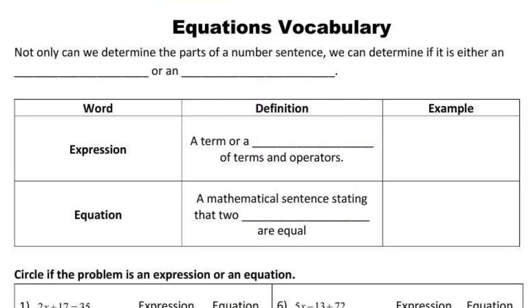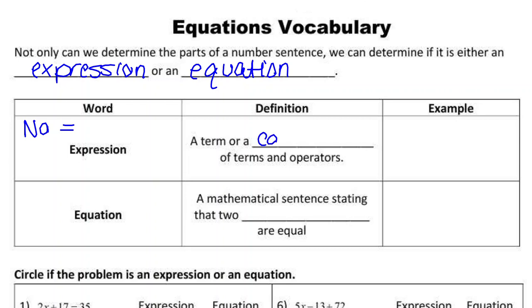Now let's figure out, how do we know if it's an equation, expression, or inequality? So not only can we determine the parts of a number sentence, we can also determine whether it is either an expression or an equation. So an expression has no equal sign. So it's a term or combination of terms and operators. An example of an expression would be just the one that we were working with from our previous page, which would be 2x plus 6. There is no equal sign.